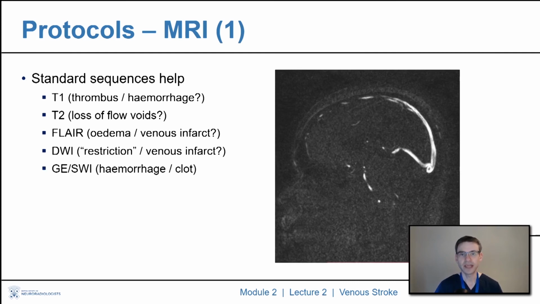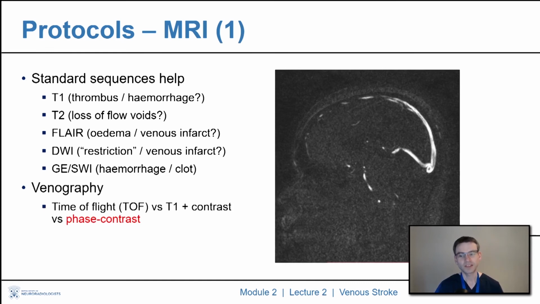We can also use gradient echo or susceptibility weighted imaging to look for hemorrhage or look for the clot, where we'll see blooming if there is thrombus. As far as venography goes, there's a few different techniques you can use. We could look at a time of flight venogram, we could look at contrast enhanced T1 images, or we could do a phase contrast study.